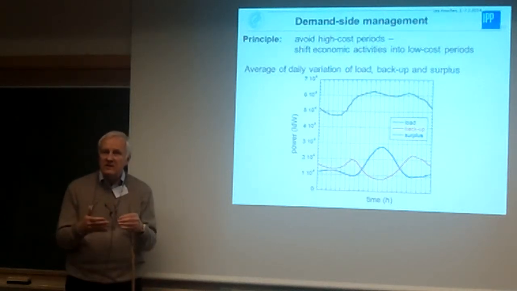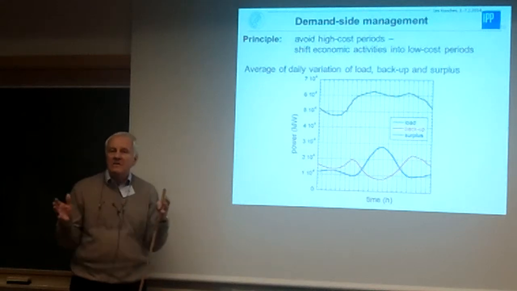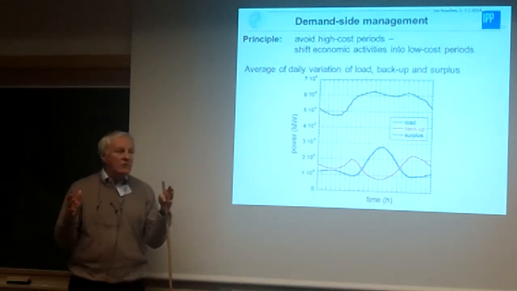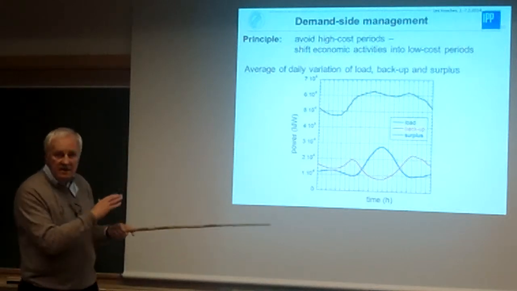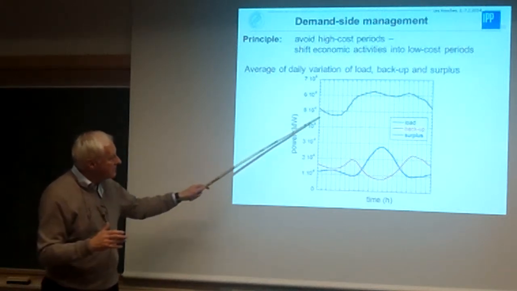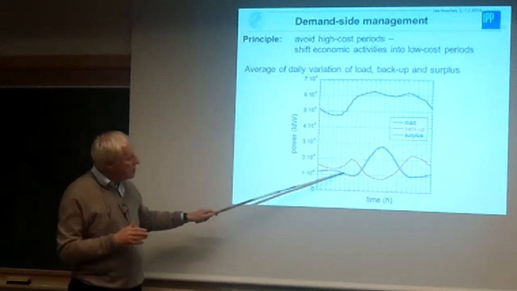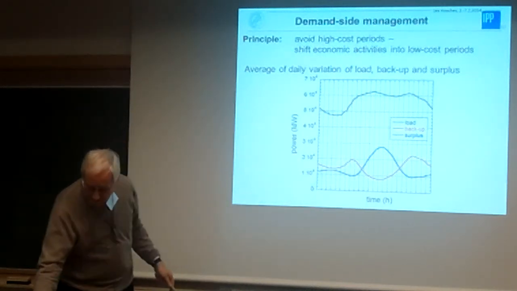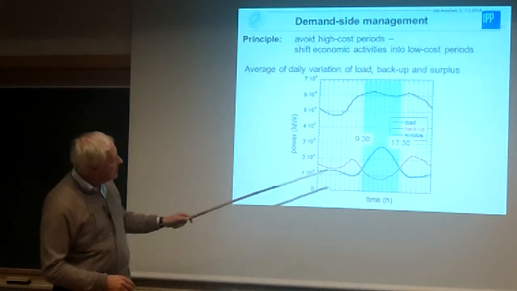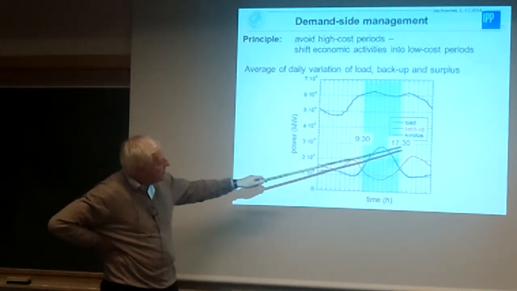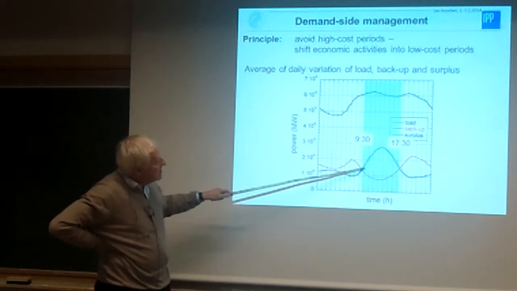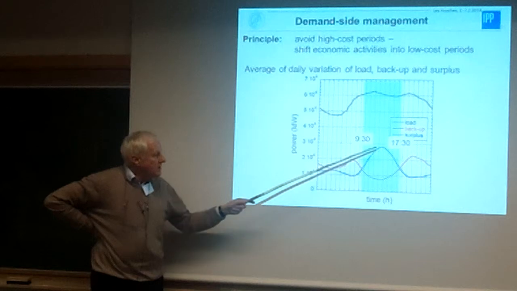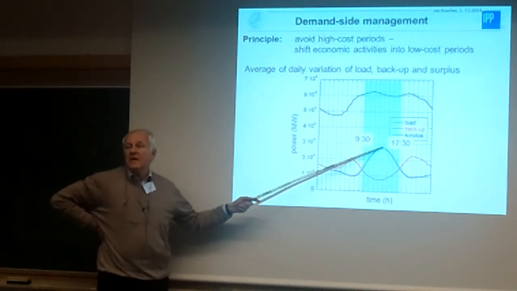And this is what I would like to analyze. This means I can average over the whole week, over the whole year, and now represent a day in its demands and what, on average, the surplus is doing and the backup is doing. And this average outcome says that from 9:30 to 5:30 the surplus is above the backup. And this now would be the low cost periods, because surplus is here.